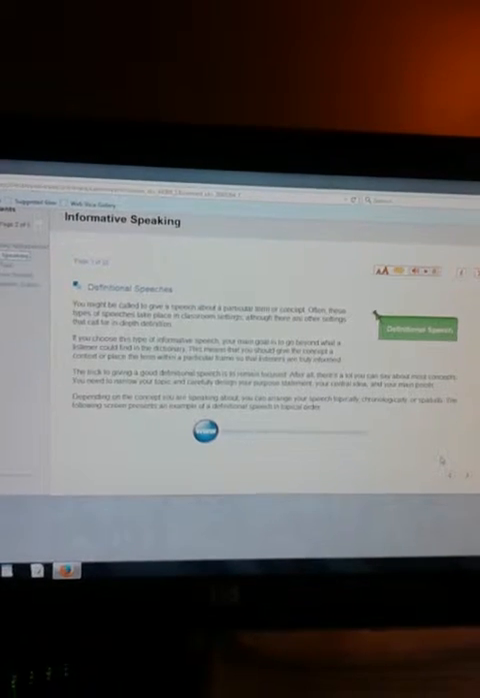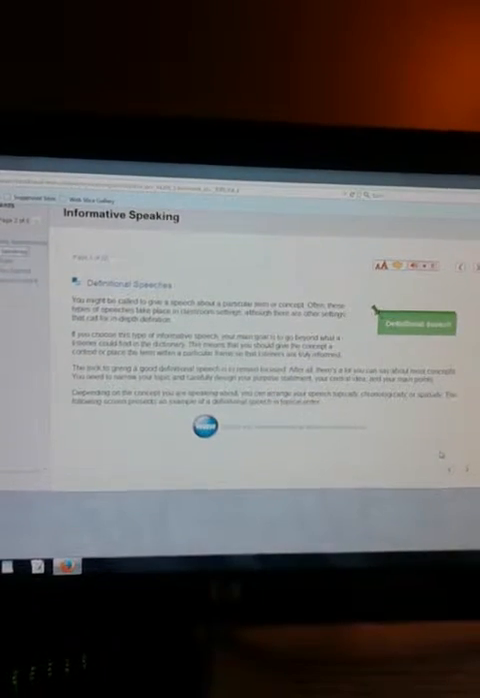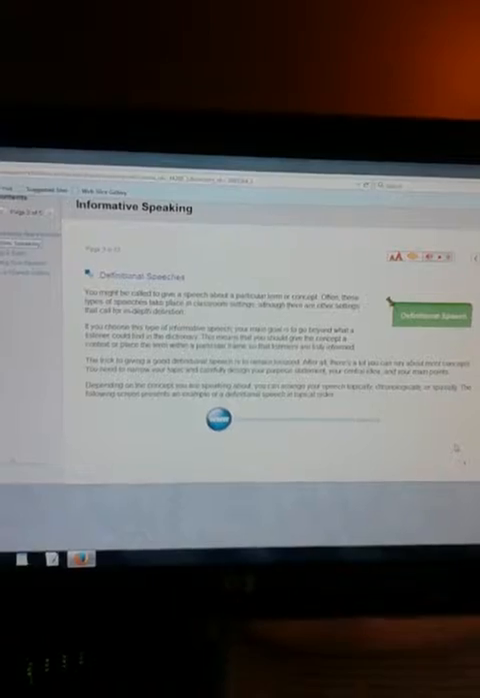Having trouble finding a topic for a definitional speech? Try skimming through the dictionary until you find a word you are not familiar with. Does its definition fascinate you? If so, you can do more research on the word. Often, typing the word into an internet search engine yields more information than you could possibly cover in a single speech. The trick to giving a good definitional speech is to remain focused. After all, there's a lot you can say about most concepts.